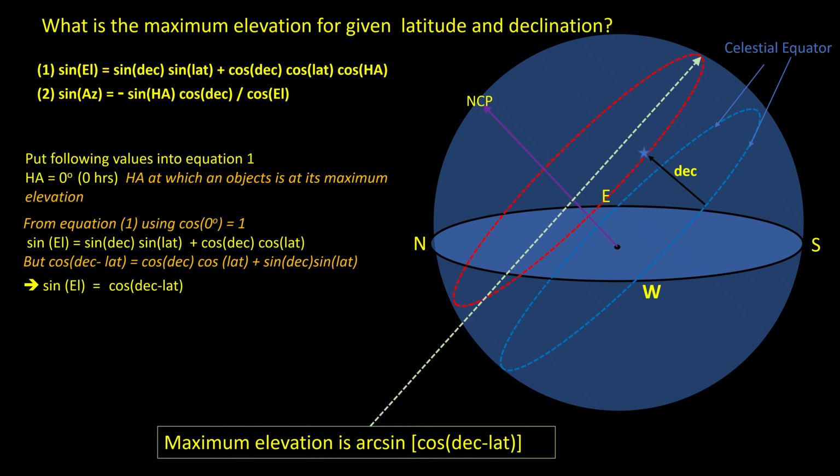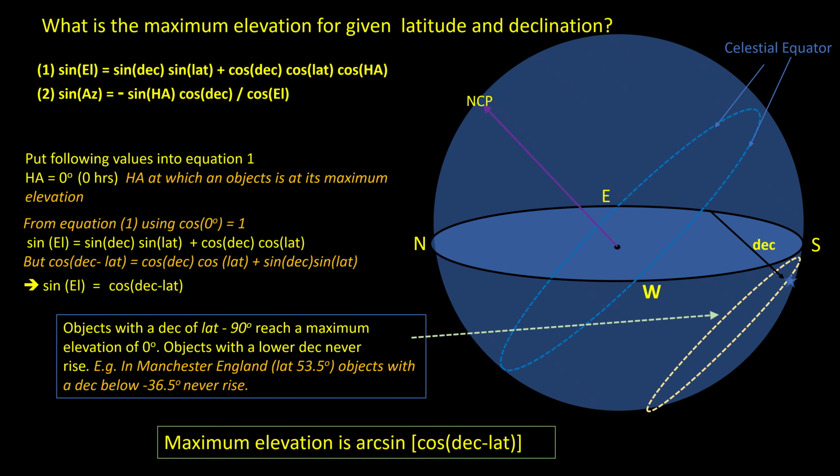Objects with a declination of the latitude minus 90 degrees reach a maximum elevation of 0, so they just touch the horizon. Objects with a lower declination than this will never rise. So for Manchester, England, which has a latitude of 53.5 degrees, any object with a declination more south than 36.5 degrees will never rise above the horizon.